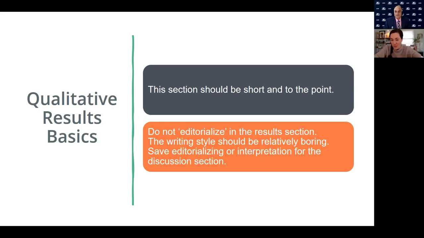That is for discussion. Another way of doing it is to say, "This means that." And again, you're interpreting findings at that point, and you're saving that for your discussion section. So a good way to think about how to do this without editorializing is to read how others do it and use that to inform your own approach. Next slide, please.